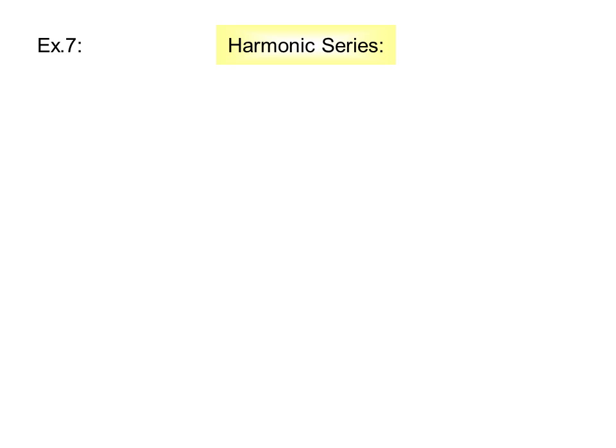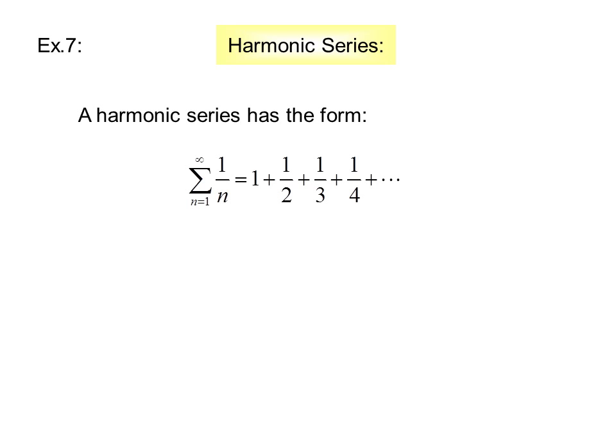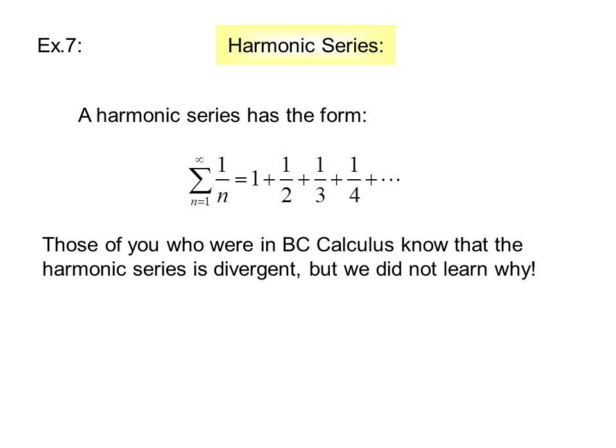One important series that comes up frequently in calculus is the harmonic series. A harmonic series has the form summation from n equals 1 to infinity of 1 over n, which equals 1 plus 1/2 plus 1/3 plus 1/4, and so on. Those of you who were in BC calculus know that the harmonic series is divergent, but we did not learn why.